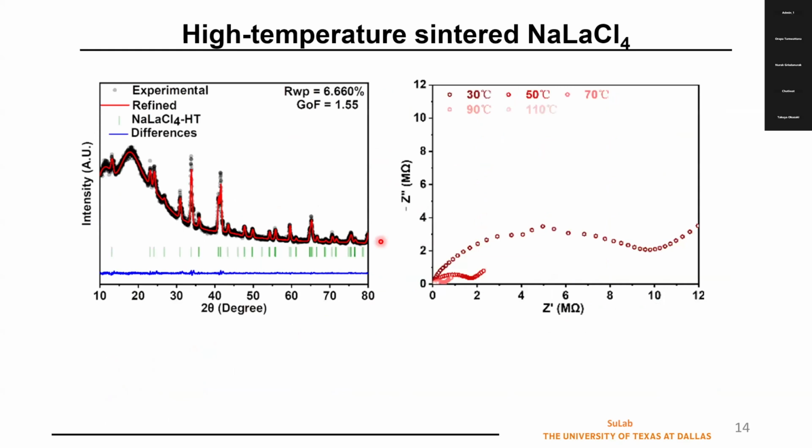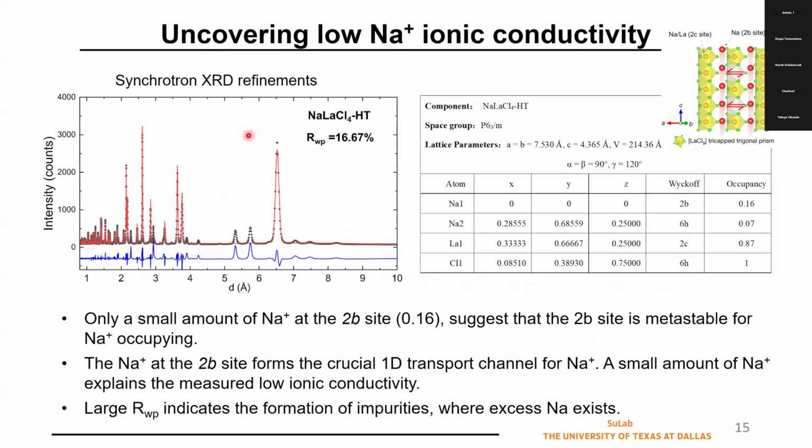So the first synthesized sodium lithium chloride has a very poor ionic conductivity. Here is the XRD at different temperatures, the XRD pattern and the fitted peaks. The conductivity is 10 to the -9 Siemens per centimeter, which is very, very low at room temperature, and we also have a high activation energy. Then we did a synchrotron XRD and the refinement to figure out the reason.